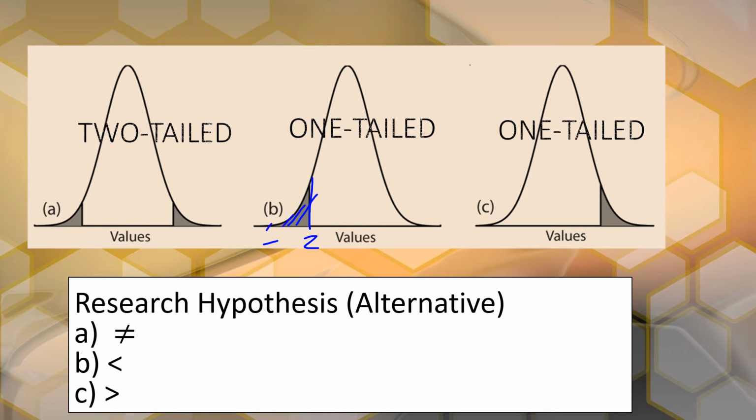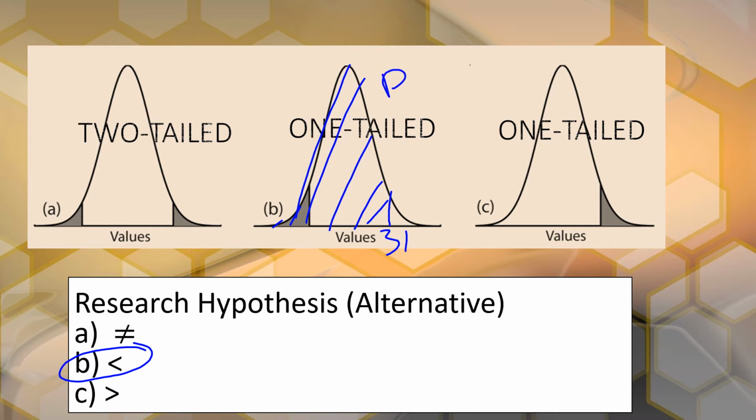But in the case if you got a 31, then you would shade like this. You would still say less than even though it's over here. Even though it's on the right side, you still shade to the left because it's less than. So in this case, you get a really high p-value. Your p would be around 0.97. And that would mean that you don't have support for your research hypothesis because you're not going to reject the null.